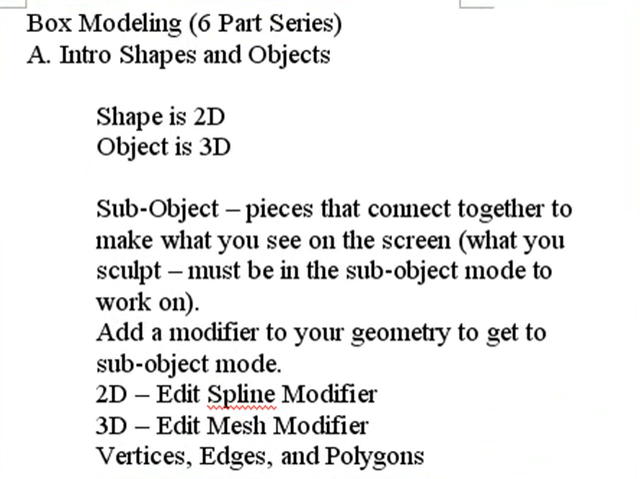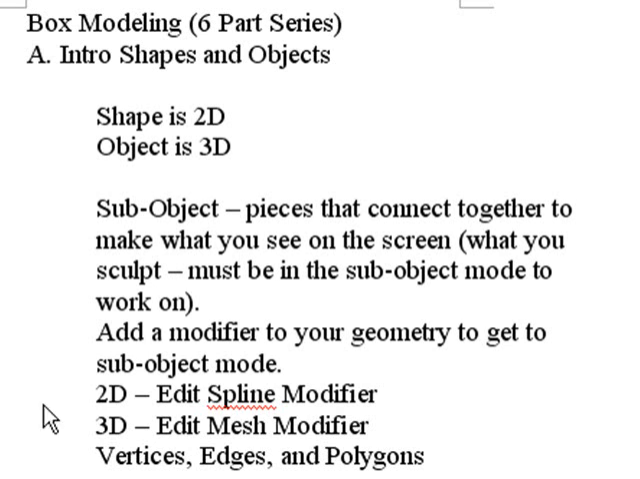So before we start box modeling, let me give you the basics. The difference between a shape and an object. In 3ds Max, a shape is 2D and an object is 3D. But in order to edit both, you need to get to what's called its sub-object level. So your shapes and objects are made up of different components. Let me explain that to you.